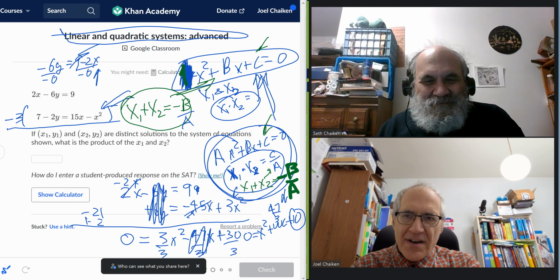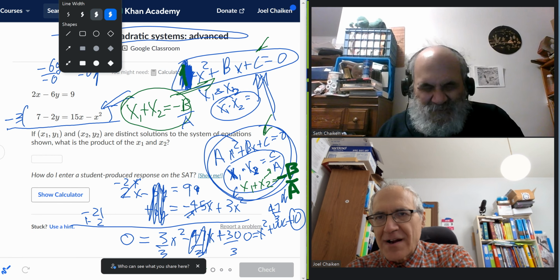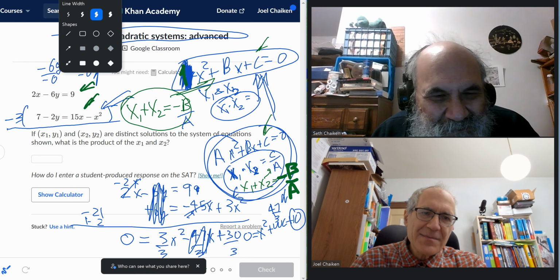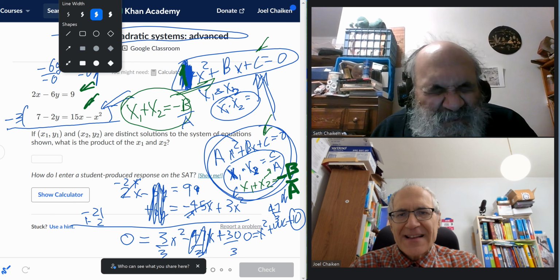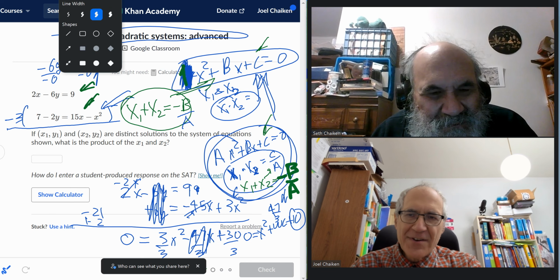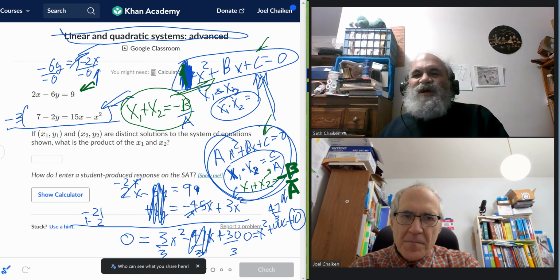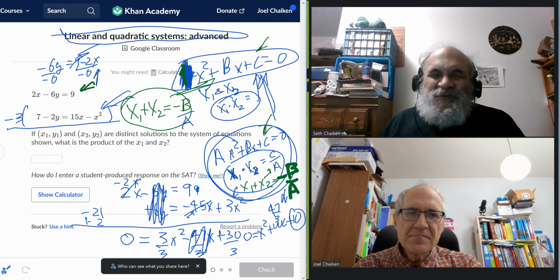Graphing this thing isn't going to help. You can graph each of these equations, no problem. You have a graphing calculator, go ahead. But that's just going to tell you approximately what X1 and X2 are. It's not going to tell you the product of them, and you're never going to be able to get it that precise.